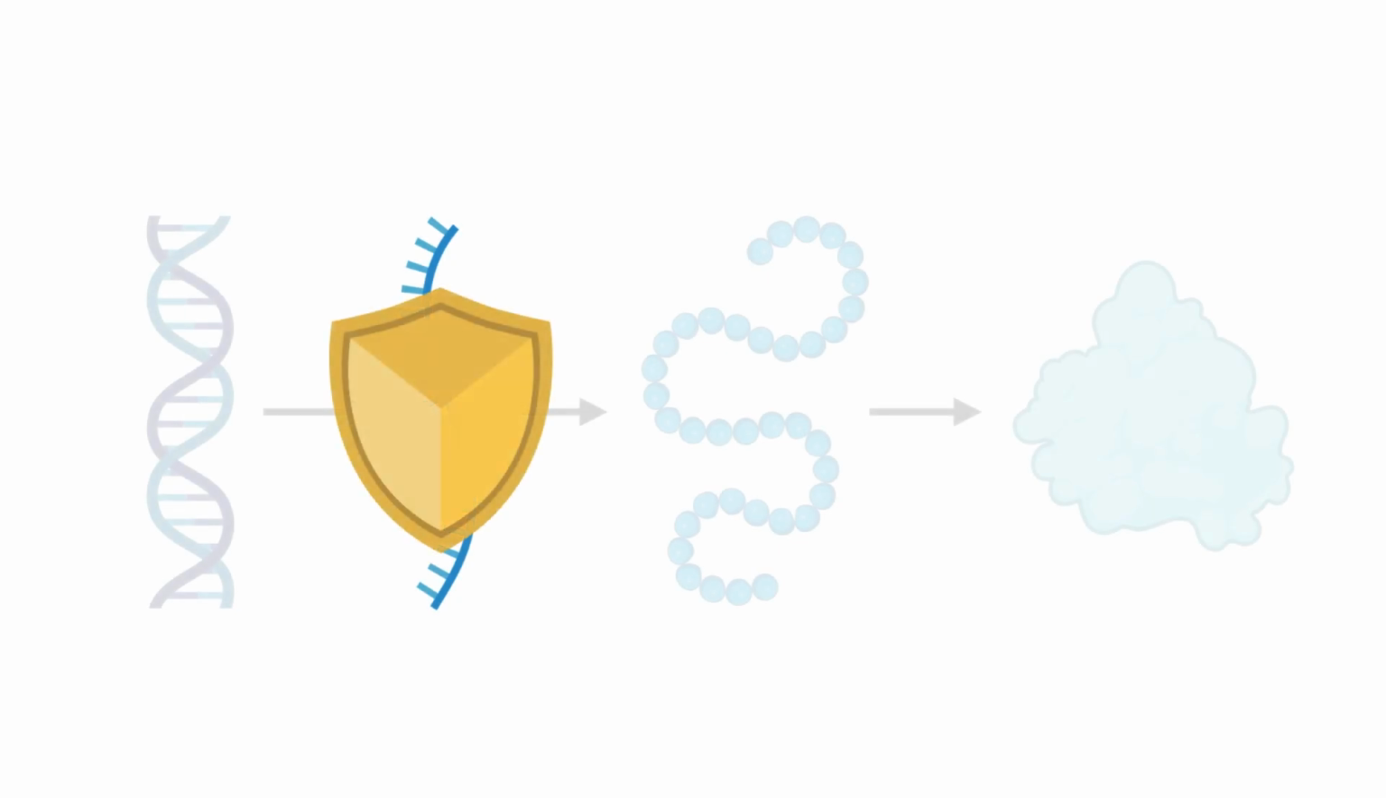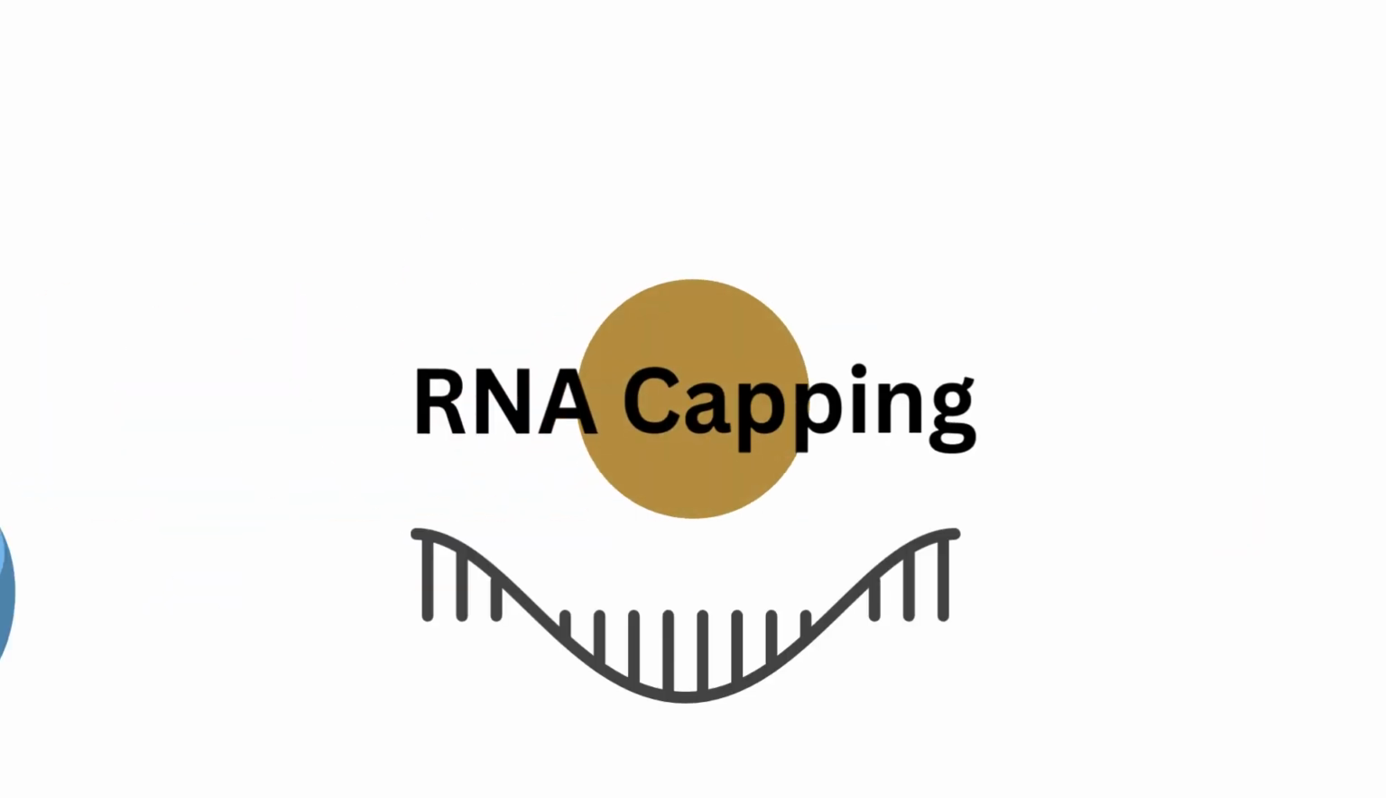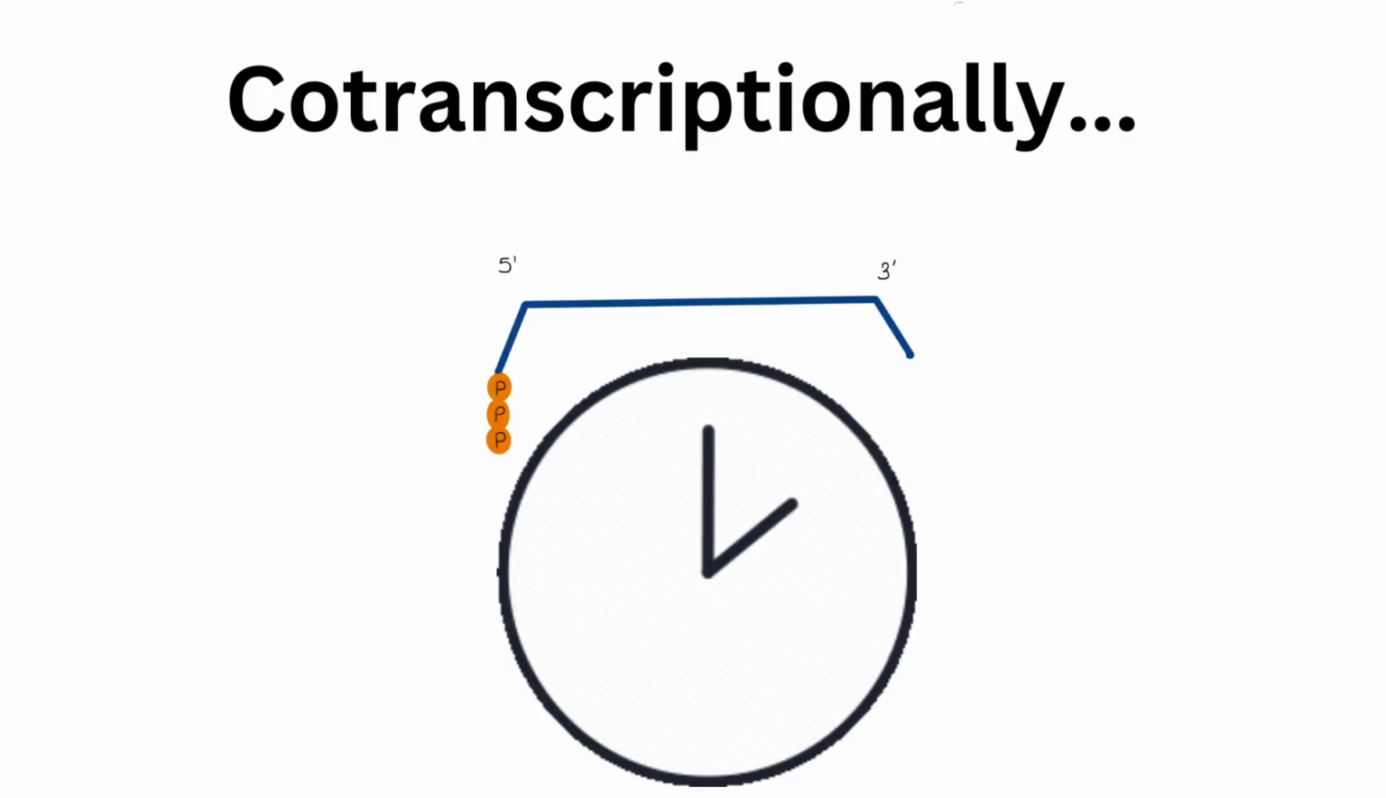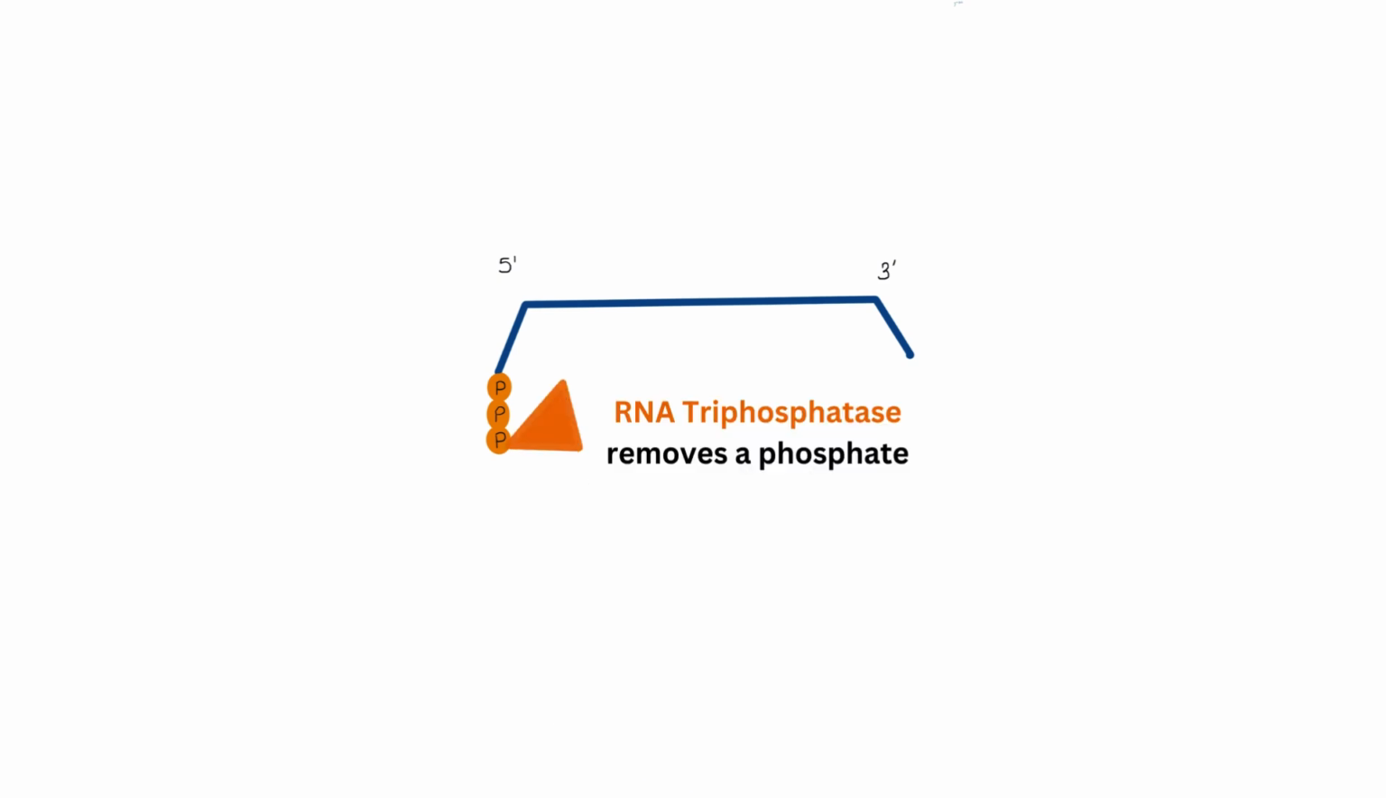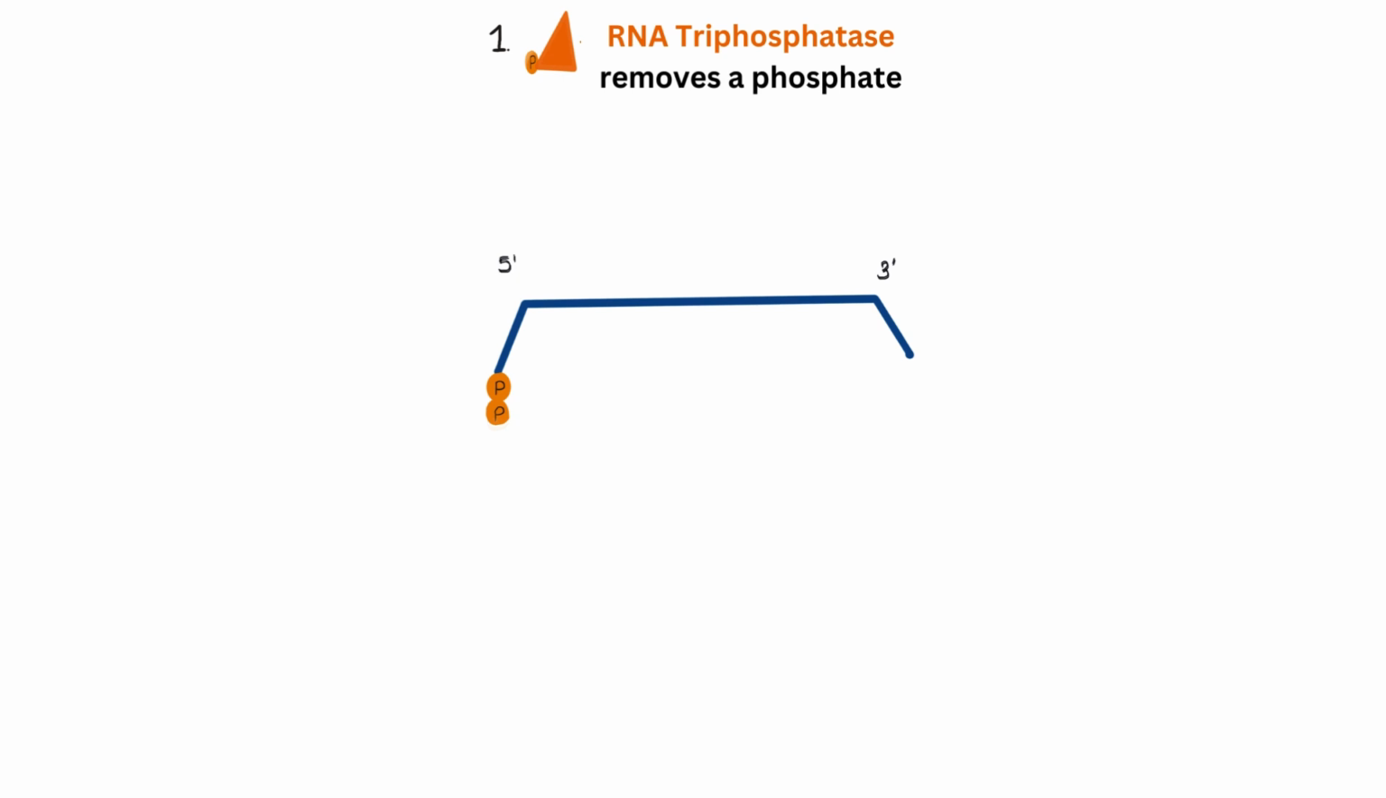We'll start at the 5' end with 5' capping. This process occurs co-transcriptionally, typically after 20 to 100 nucleotides are synthesized by RNA polymerase. Now, let's break down the steps involved. Phosphate is at the 5' end of each nucleotide. The first step involves removal of a 5' phosphate of RNA by RNA triphosphatase.